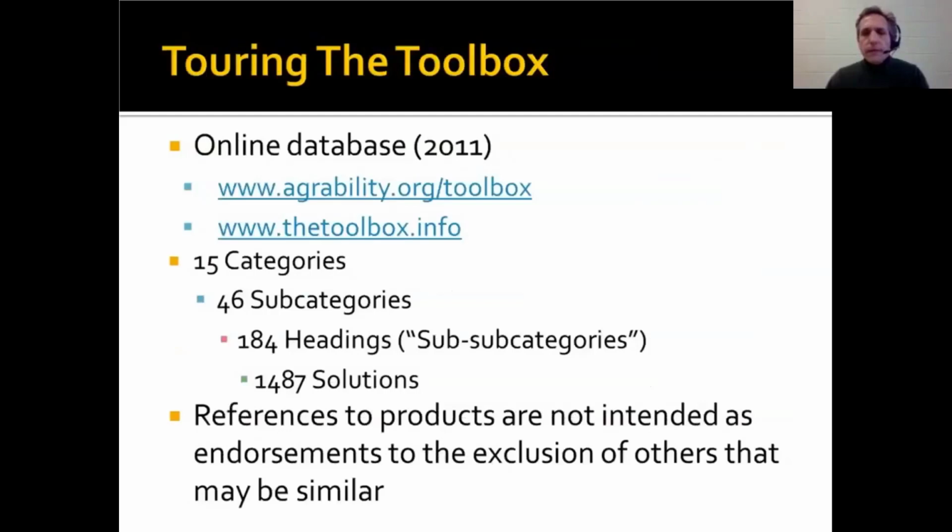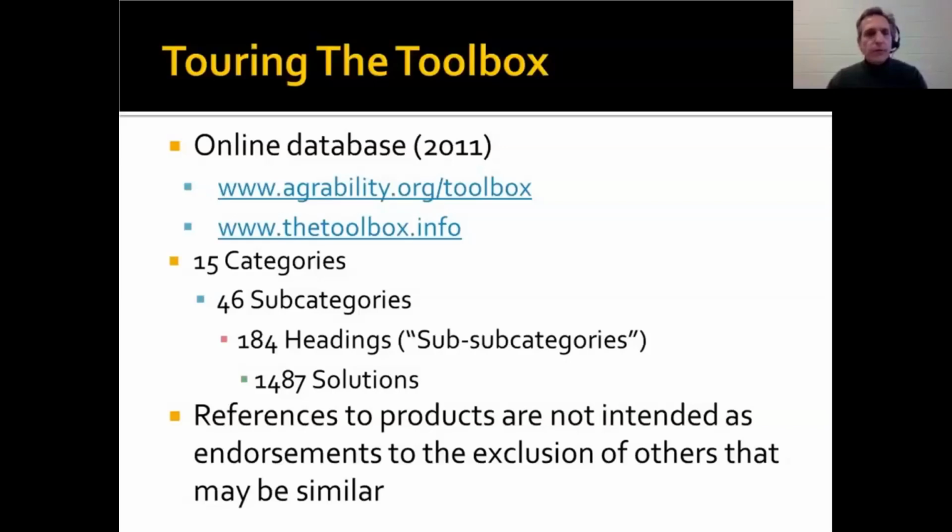The toolbox first became an online database in 2011. If you'd like to go directly to the toolbox, there are two URLs that take you directly to it: agrability.org/toolbox and also thetoolbox.info. But we will explore it through the home page of agrability.org as most people do.